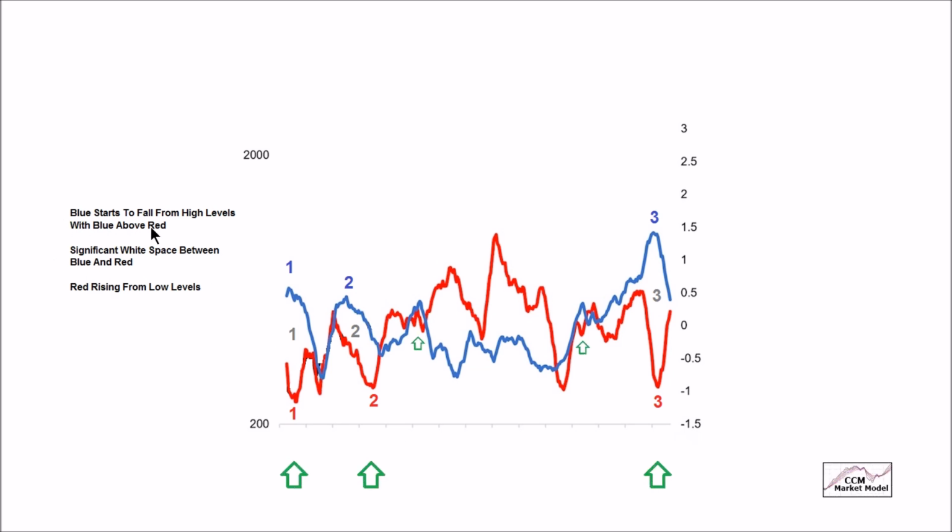We have all of these characteristics at this point here, and this point here. And you can make an argument that these are almost mini versions. Blue is falling, there's white space, red is rising.